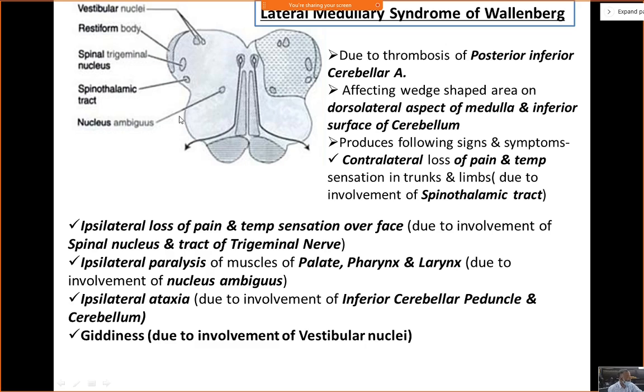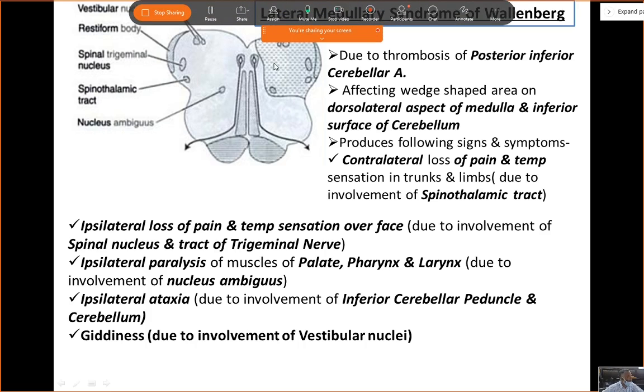So now what will happen? You just see what signs and symptoms will be present, as the inferior surface of the cerebellum is also affected. Now what signs and symptoms will be produced in the patient? It produces contralateral loss of pain and temperature sensation in the trunk and limbs. Contralateral means of the opposite side. Loss of pain and temperature on the opposite side. Which fibers are responsible for pain and temperature sensation from the trunk and limbs? This is our sensory fiber, the fasciculus gracilis, the tract of Goll and Burdach.